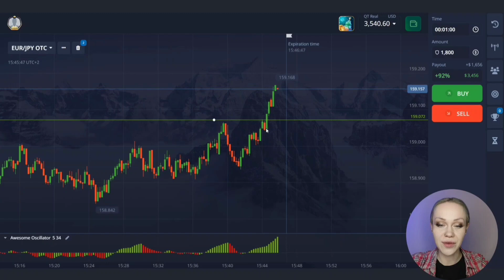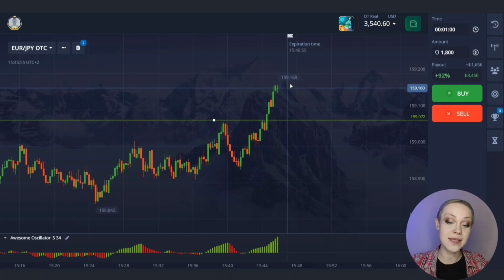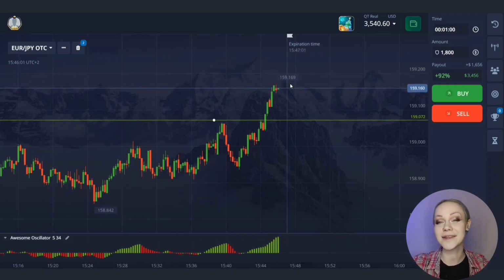This level was broken through and we managed to make money on these upward movements. Meanwhile, I already have 3,500 on my deposit and I suggest opening one last trade for today. Now we will find some other working case and continue.